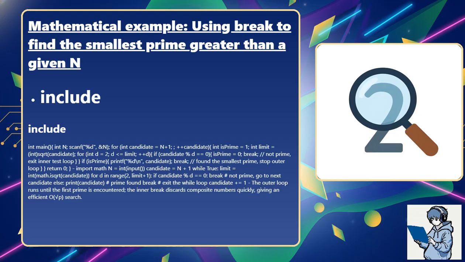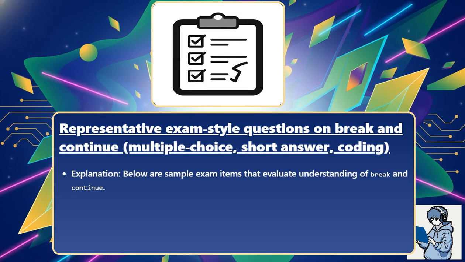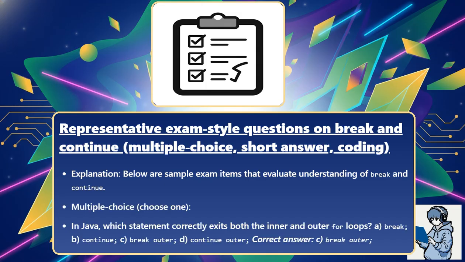The inner break discards composite numbers quickly, giving an efficient big O of the square root of p search. Explanation: below are sample exam items that evaluate understanding of break and continue. Multiple choice, choose one. Number 1. In Java, which statement correctly exits both the inner and outer for loops? Option A, break. Option B, continue. Option C, break outer. Option D, continue outer. Correct answer: option C, break outer.